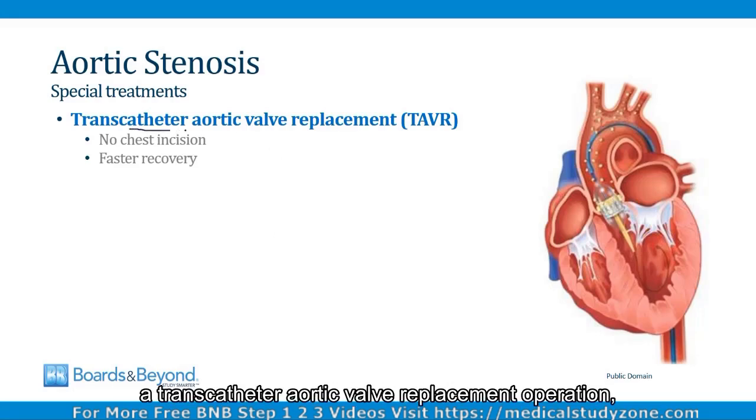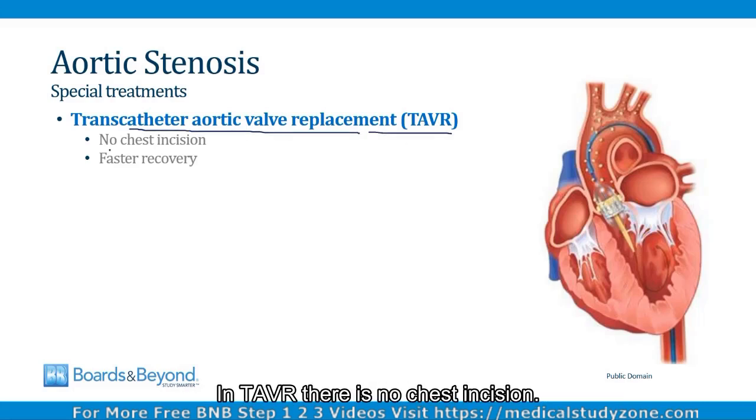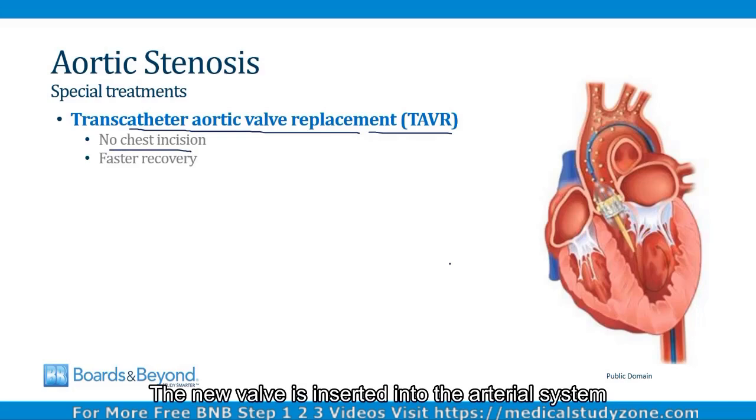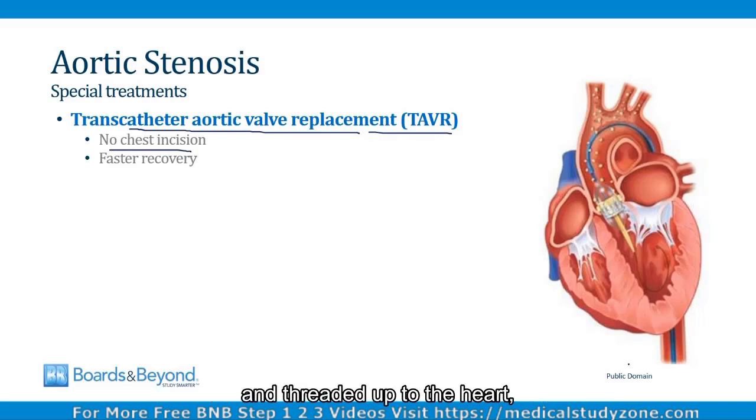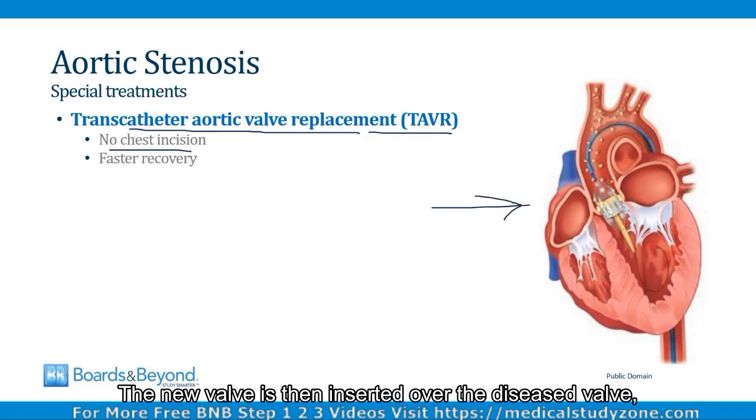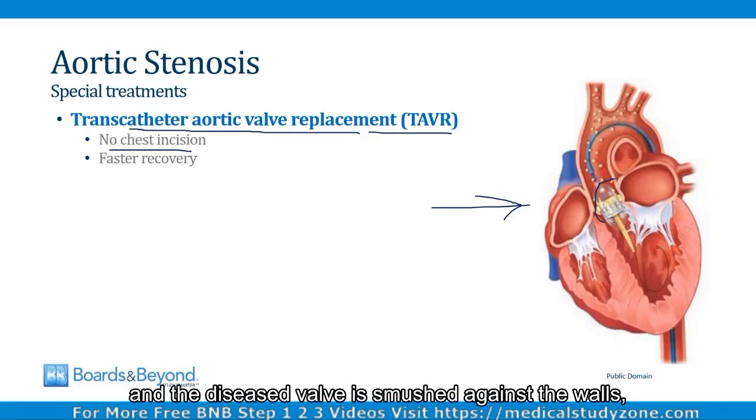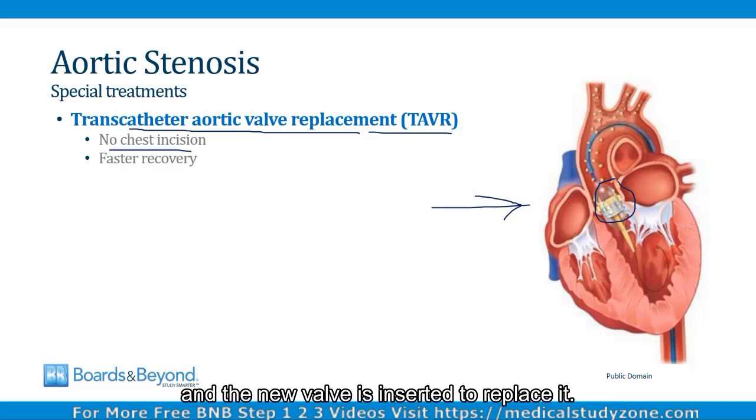and that's called a transcatheter aortic valve replacement operation, or a TAVR. In TAVR, there's no chest incision. The new valve is inserted into the arterial system and threaded up to the heart, just like shown in this picture here. The new valve is then inserted over the diseased valve, and the diseased valve is smushed against the walls, and the new valve is inserted to replace it.